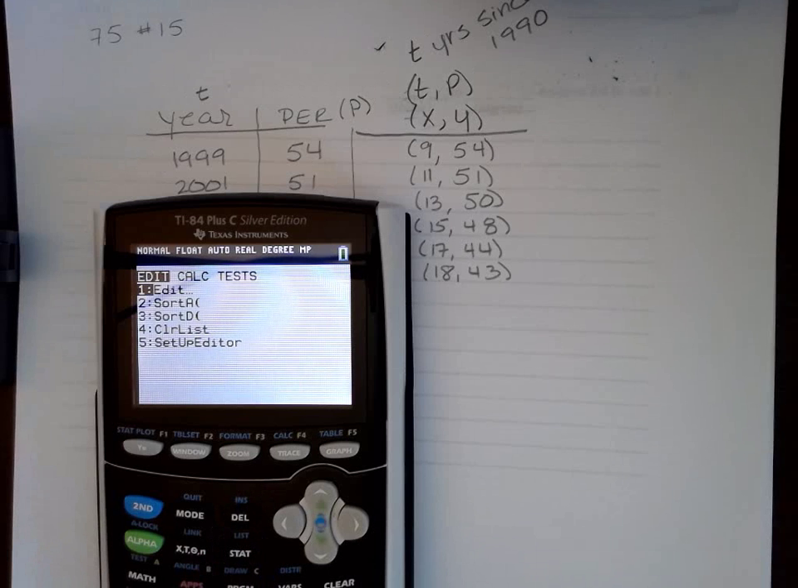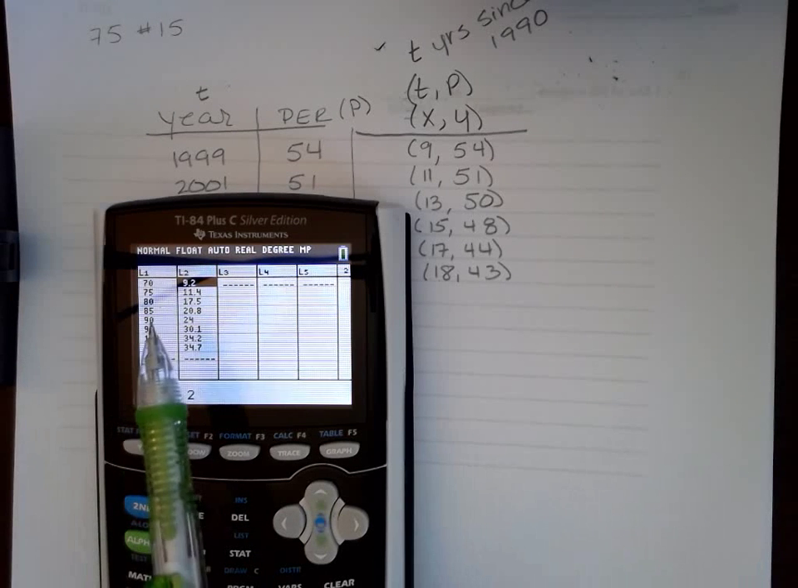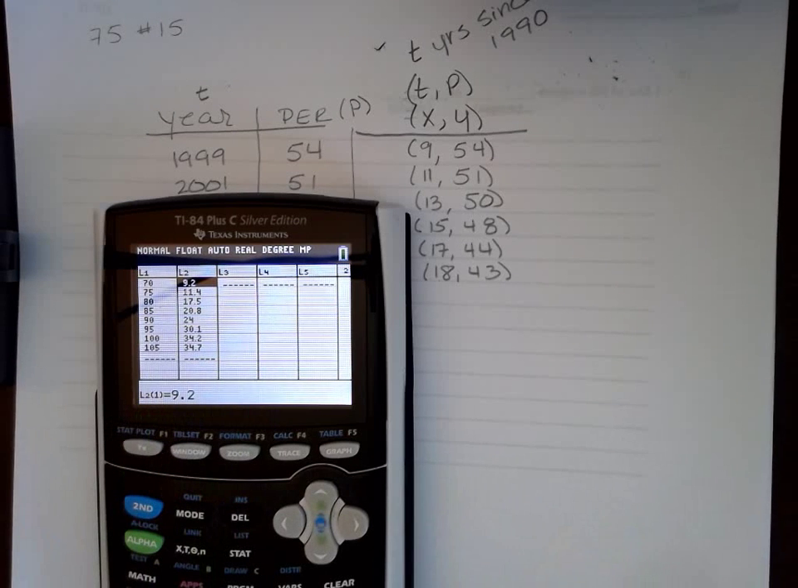So I hit stat. You want to hit edit because we're going to edit our plots. So right now you see that I have some numbers in here that were left over. I'm going to use my arrow key to highlight where it says L2. I'm going to hit clear and then I'm going to hit enter. I'm going to arrow over so that L1 at the top is highlighted. I'm going to hit clear and I'm going to hit enter.